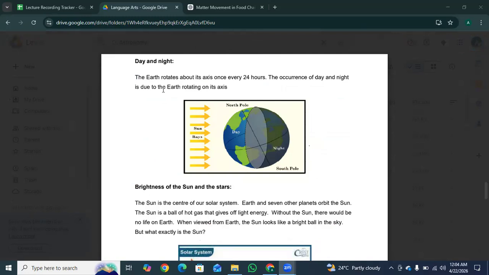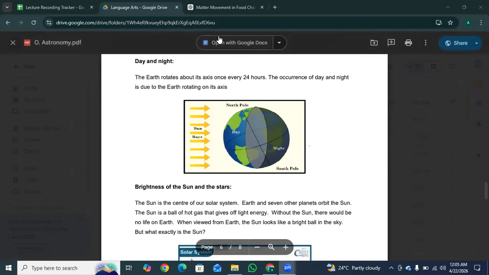This basically explains why we have day and night and gives us some cool facts about the sun. The Earth rotates about its axis once every 24 hours. The occurrence of day and night is due to the Earth rotating on its axis. As you can see in the diagram, the sun rays only hit one side of the Earth at a time.